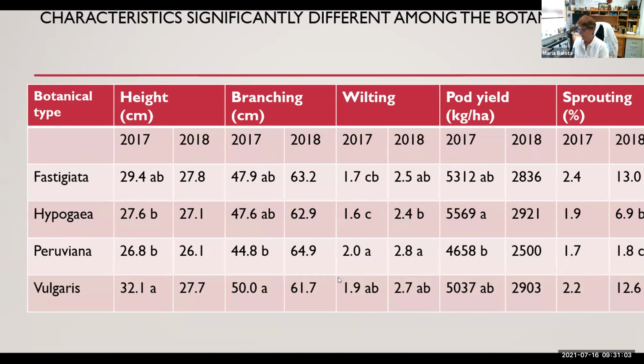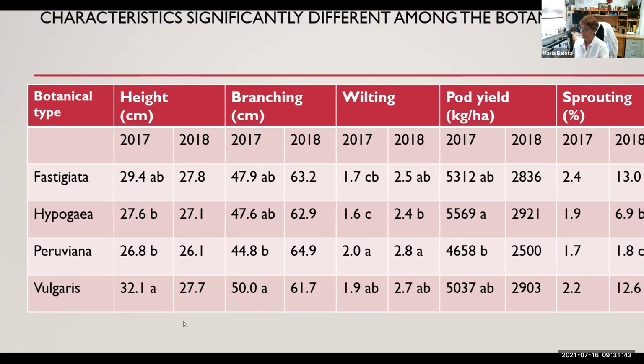Now, just so that you have an idea about the average across the varieties, I'm presenting this table here that is grouping the botanical types, and you can see that in terms of plant height, differences were more or less small between the 2 years, but they were really big in terms of branching. Wilting was double, yield was half, and sprouting was also very, very bad in 2018 versus 2017.